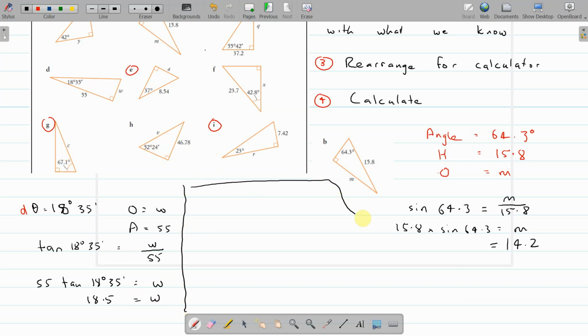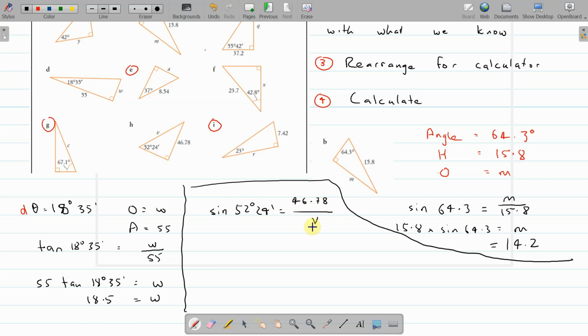One last one. Let's just divide that off, because I think the approach is a bit different. Okay, so let's decide first. We've got an angle, we've got an opposite, and we've got a hypotenuse. That's the opposite, opposite the angle, because that's the adjacent there, and that's opposite the right angle, so that's hypotenuse. Sine. So I'll write the statement. The sine of 52 degrees 24 minutes equals 46.78 over V. That's the opposite side.